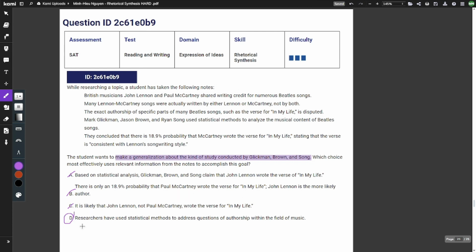So our answer is D, and let's see. Researchers have used statistical methods to address questions of authorship within the field of music. Look at that. The kind of study is statistical methods. Three times in a row they talked about how John Lennon wrote the verse. Anyways, our answer is D because it does talk specifically about the kind of study, which is statistical methods.